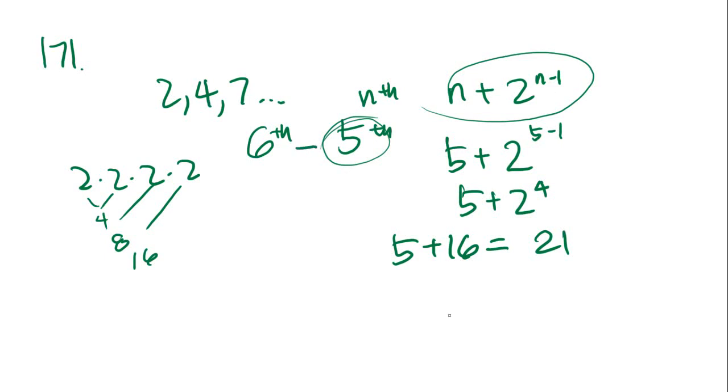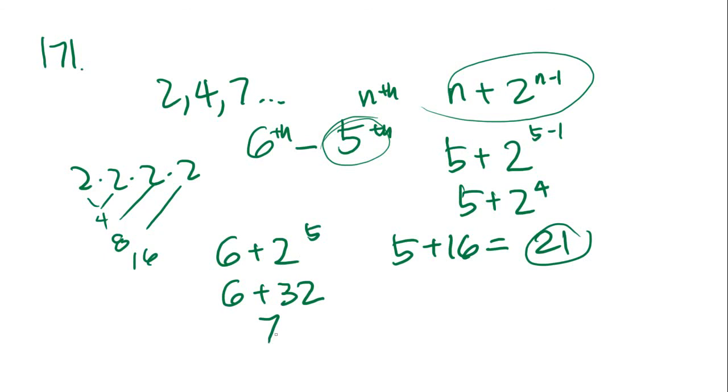Plug in the 6 for the n, and we have 6 plus 2 to the 6 minus 1, which is 5. And that's going to be 6 plus 2 times 16, which is 32. It's going to be 38. So 38 minus 21 equals 17. 17 is answer E.